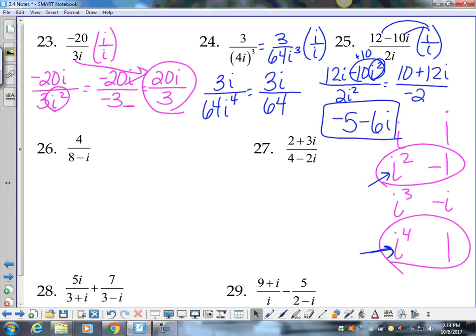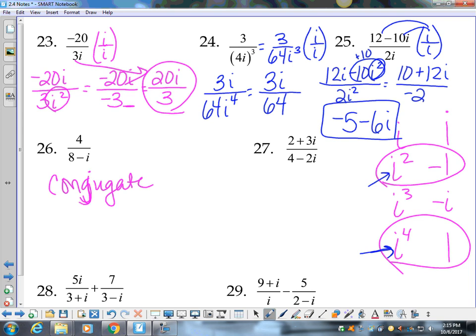Okay, 26. Now 26 is different. So I want you to look at 23, 24, and 25. And look at how all those denominators only have 1 term on the bottom. And 26 and 27 and 28 and 29 all have 2 terms on the bottom. So they play by different rules because they're married. So we're going to multiply by what's called the conjugate.